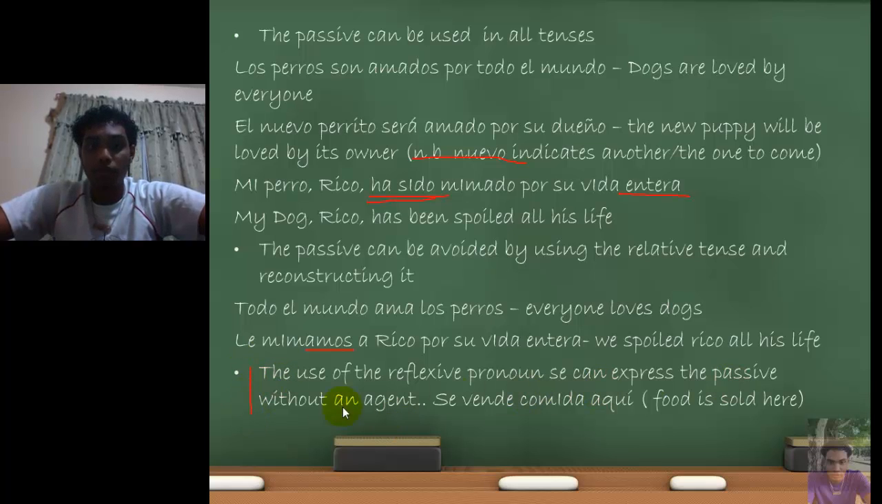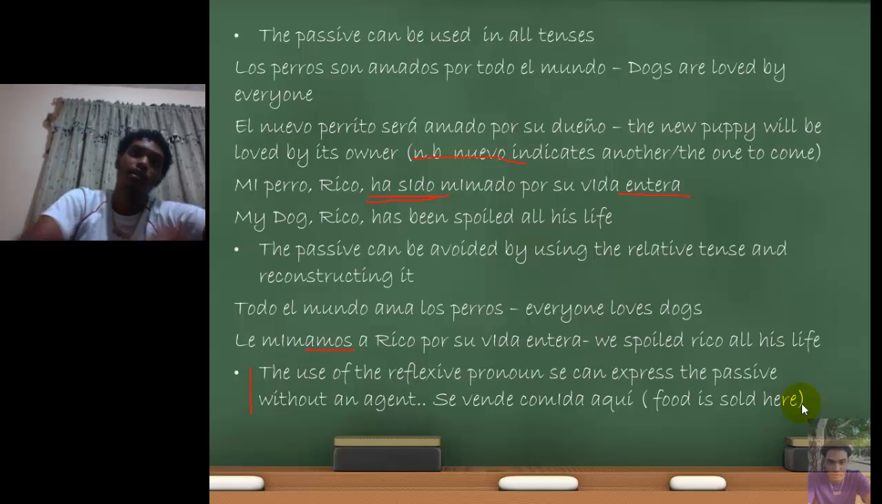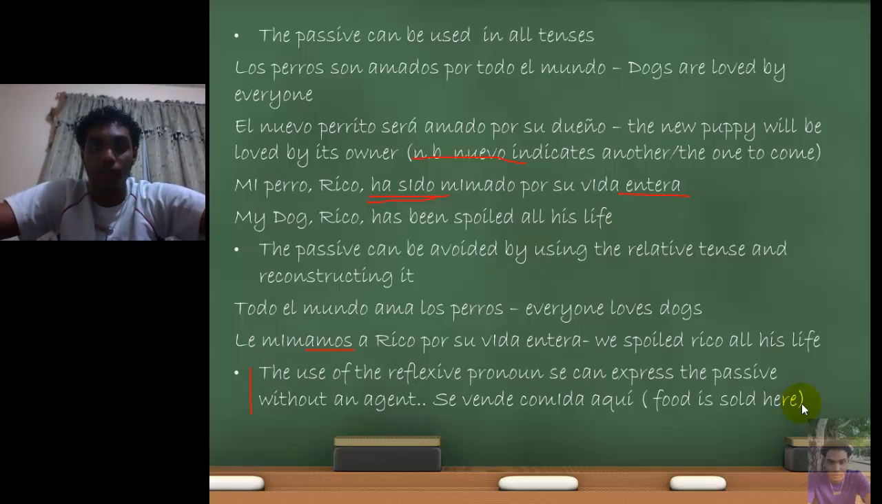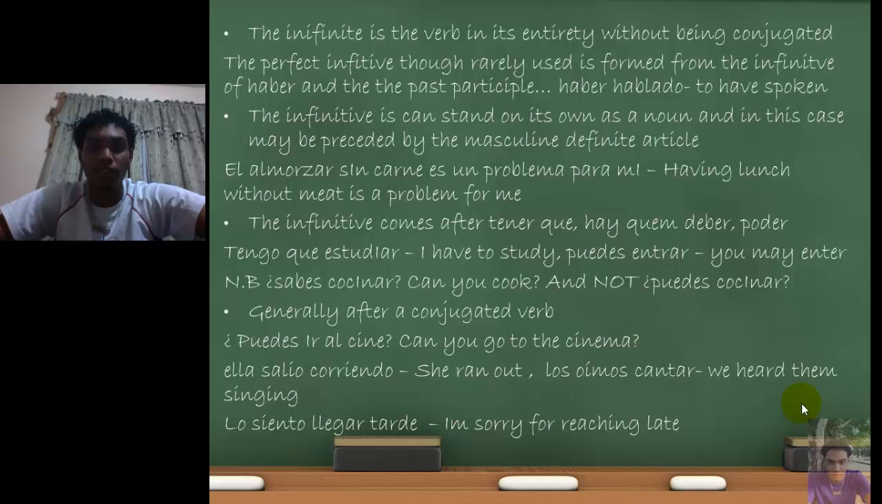The use of the reflexive pronoun se can express the passive without an agent, right? So, por ejemplo, se vende comida aquí. Food is sold here. When I went to Venezuela, and even when I went to Colombia also, I've seen a lot of signs saying se vende, se alquila, etc., right? Just meaning that it is sold here. So it's a form of using the passive, right?